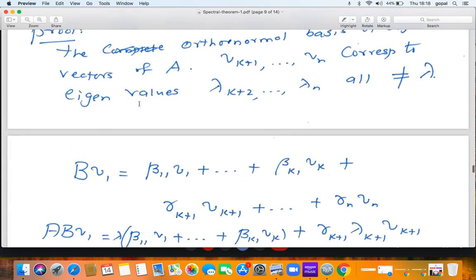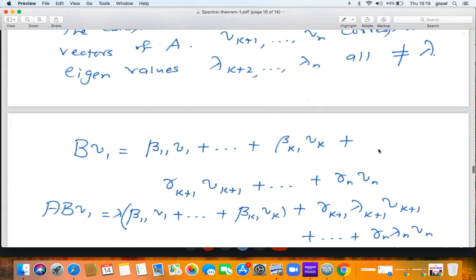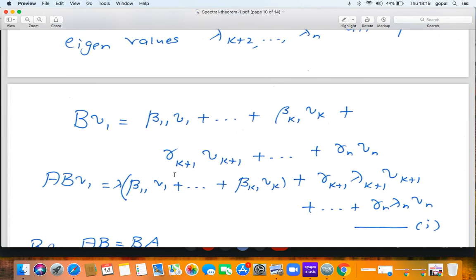So BV1 surely can be written as beta 1,1 V1 plus ... beta k1 Vk plus gamma k plus 1 Vk plus 1 and so on. The BV1 is a linear combination of the entire list, because the entire list V1, V2, ..., Vn is a basis. But the first k of the coefficients are being named as betas, and the remaining have been named as gammas. Our job is to show that the gammas are not there.